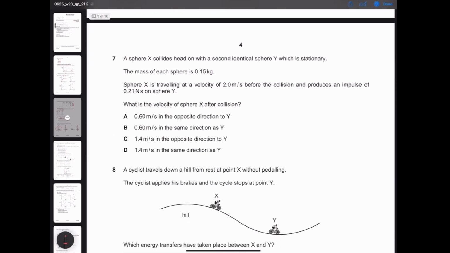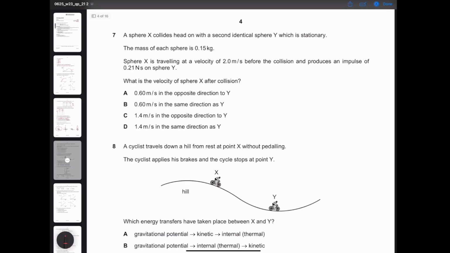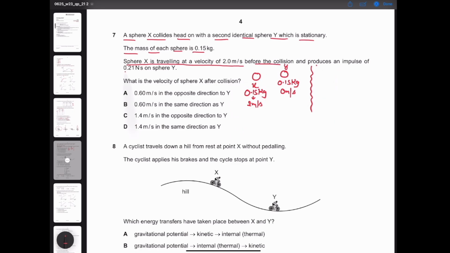Now, question 7 is a good question. A sphere X collides head-on with a second identical sphere which is stationary. The mass of each sphere is 0.15 kg. So let's say this is your X, 0.15 kg is the mass. This is your Y, 0.15 kg is the mass. But Y is initially stationary. And what is the speed of X? 2 meters per second. Sphere X is traveling at a velocity of 2 meters per second before the collision and produces an impulse of 0.21 Newton seconds on sphere Y.